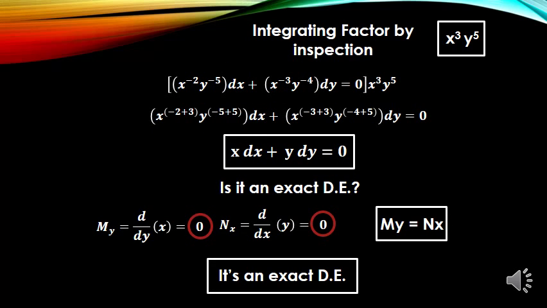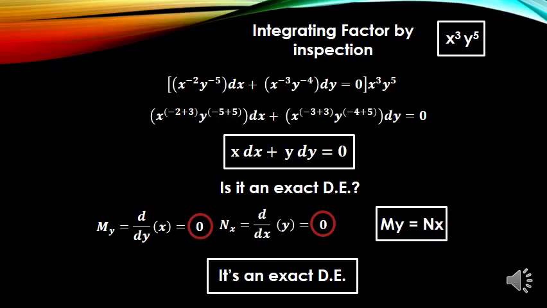After that, we observe each exponent of x and y. We choose the smaller exponent of each part of our differential equation to create the integrating factor with positive exponent. Then our equation was multiplied completely by our integrating factor, in this case x^3 and y^5, and we rewrote our equation. Now our differential equation is x dx + y dy = 0.